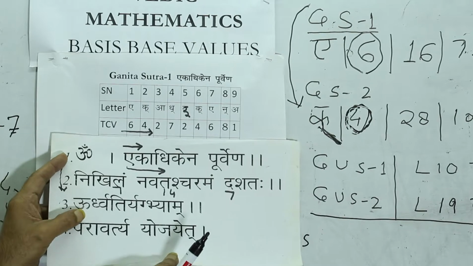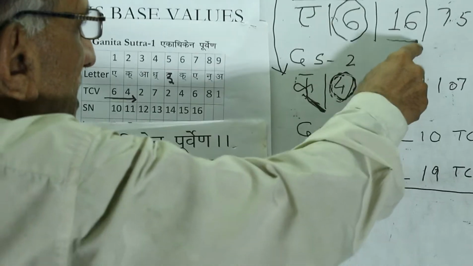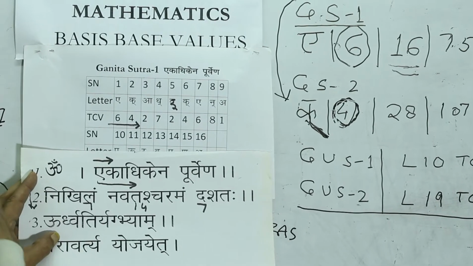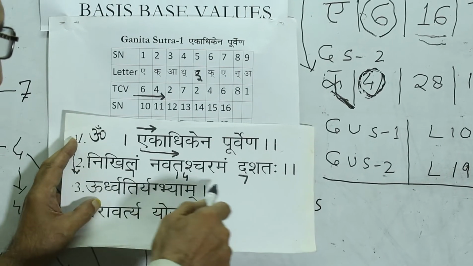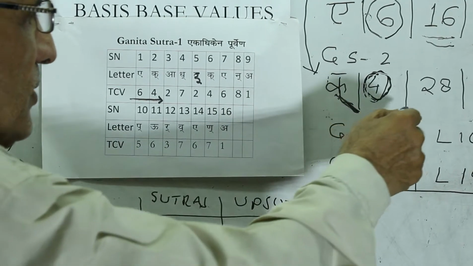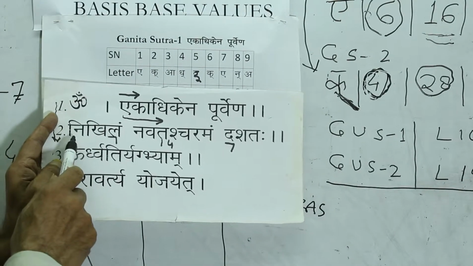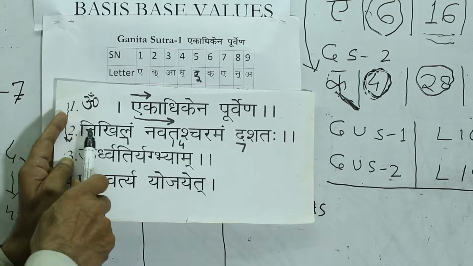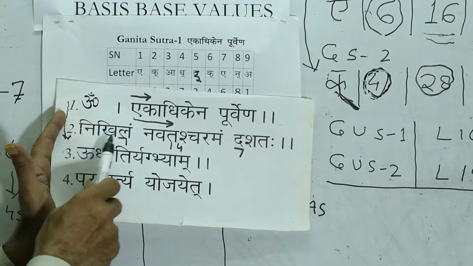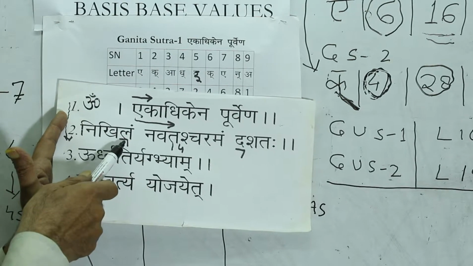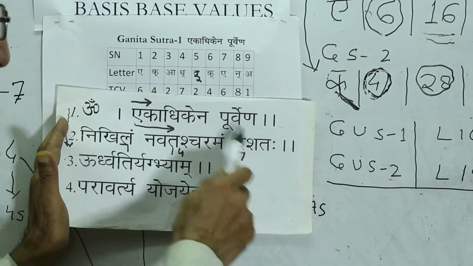Let us make an entry in our TCV dictionary that Ekadhiken Purven is a scripture of 16 letters. There are 16 processing steps. Then when we go to the mathematics of Ganita Sutra 2, Nikhilim Navasta Charmam Dashata is a complete scripture. It becomes of 28 steps. Let us tabulate in our TCV dictionary that this sutra, Nikhilim Navasta Charmam Dashata, is a scripture of three phases, Nikhilim, Navasta Charmam and Dashata. These phases are of 7, 14 and 17 steps, parallel to 7 letters composition Nikhilim, 14 letters composition Navasta Charmam and 7 letters composition Dashata.